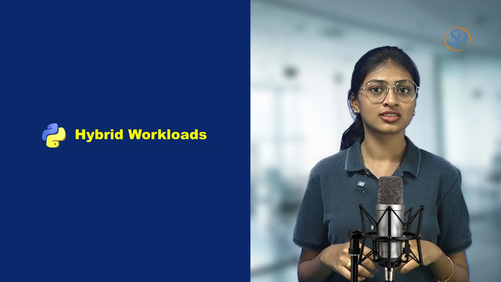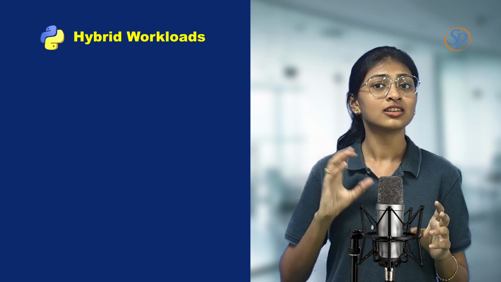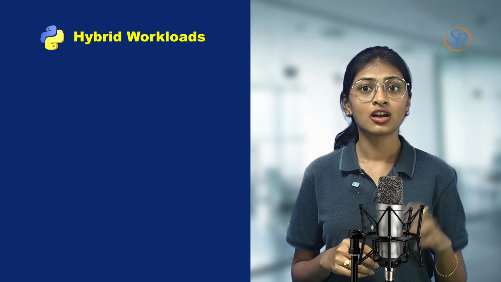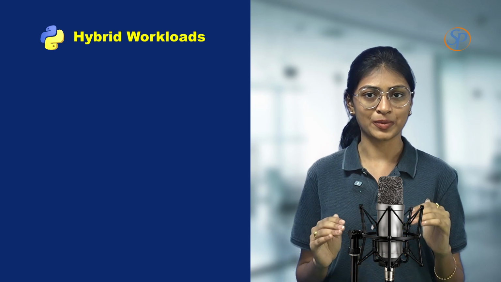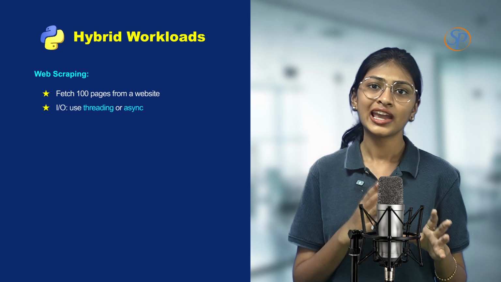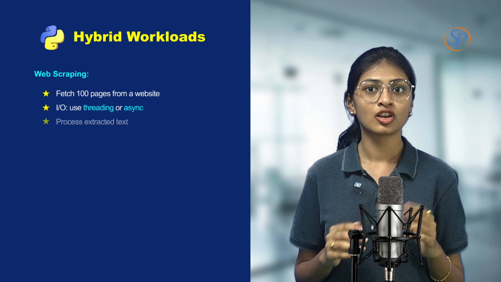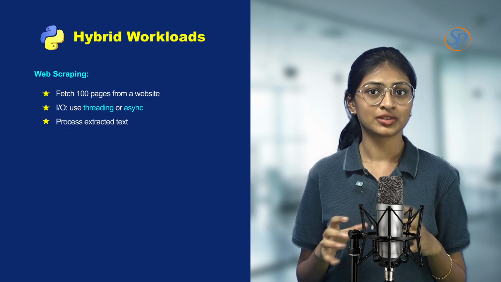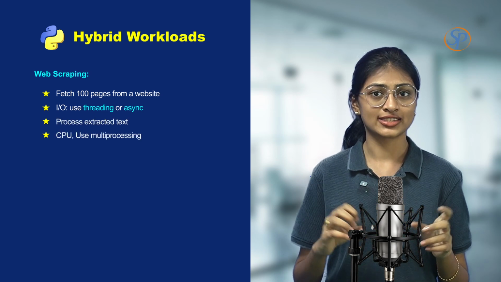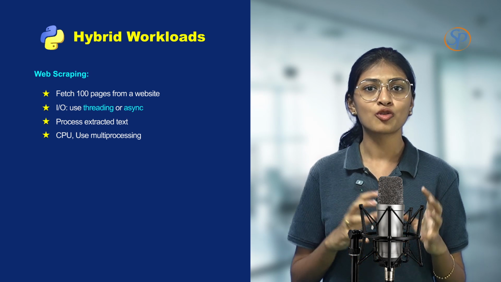Hybrid workloads. Some tasks require both input-output and CPU. A good example is web scraping. Fetch 100 pages from a website, which is input-output bound. Use threading or async. Process extracted text, which is CPU work. Use multiprocessing. This mix and match makes programs fast and also efficient.